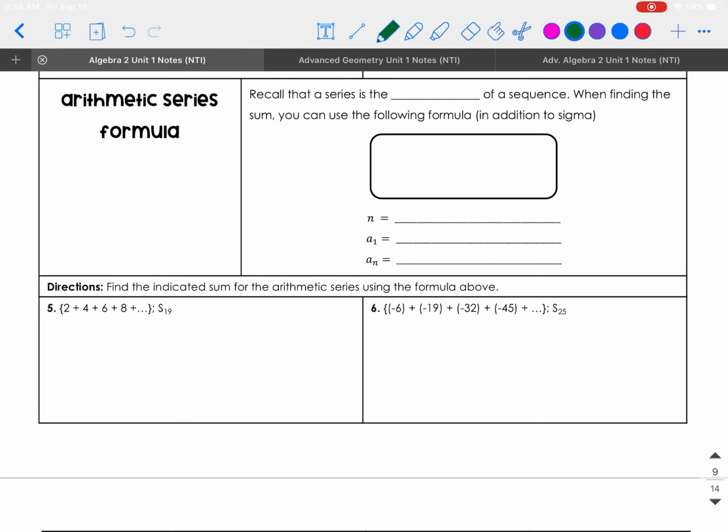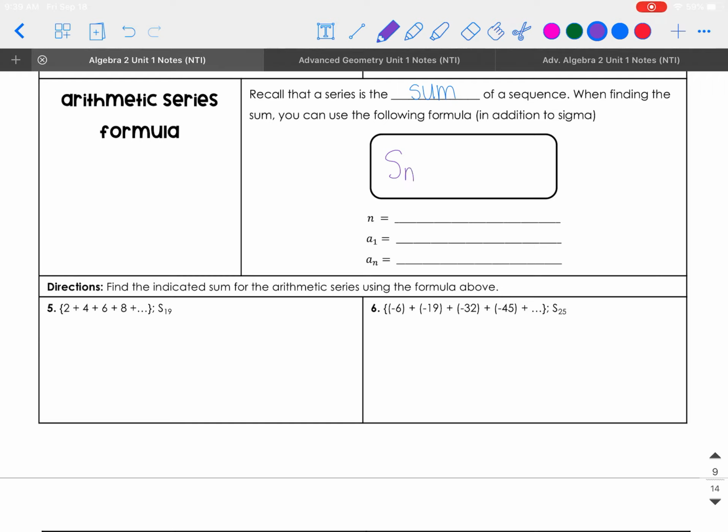And it is a little more intimidating, I guess. So just bear with me, and we'll do plenty of examples and we'll get plenty of practice with it. So if we remember a series, that is the sum of a sequence. We take all of the terms, or 5 terms, 10 terms, 100 terms, and we add them together. And so when we're finding the sum, we're going to use this formula.